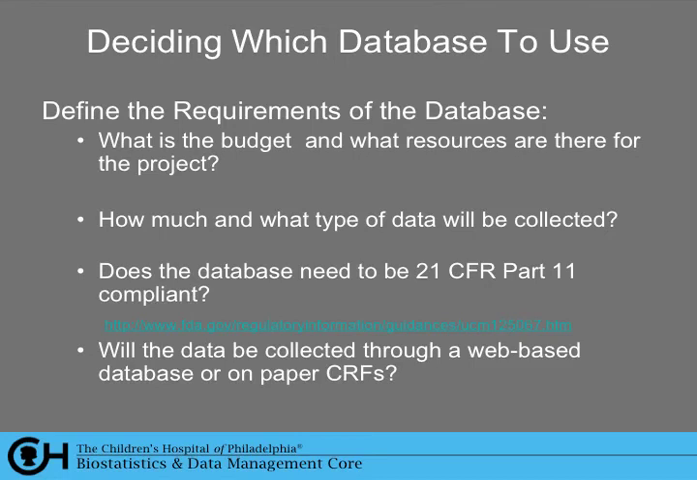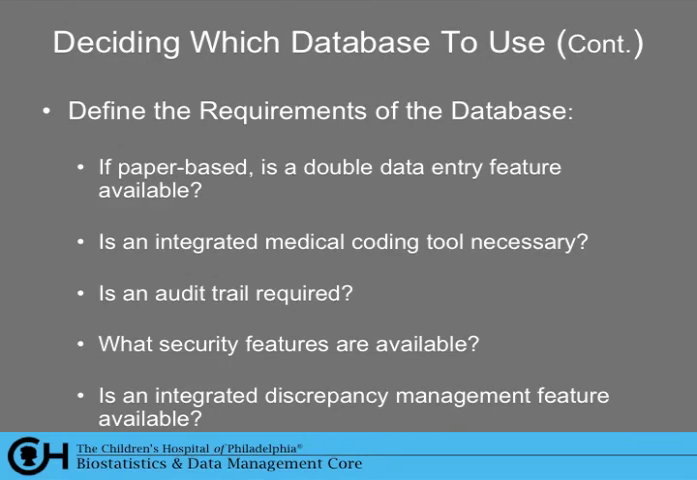Are you going to collect your data through a web-based system, or is it going to be paper collection? And if you are using a paper collection system, are you going to use a double data entry feature, meaning 2 different entry operators are going to enter your data and then it's going to be compared, which is going to minimize your data entry errors? Do you need an integrated medical coding tool? So again, if you're submitting your data to the FDA and you need to categorize your ConMeds and your AEs, you would want to use an integrated coding system.